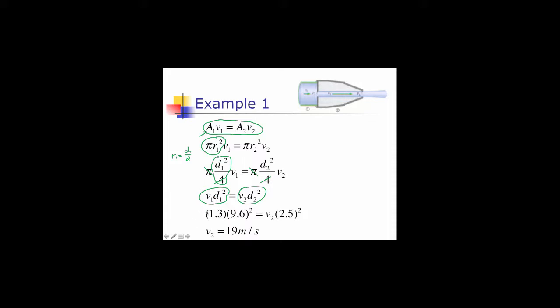I know the velocity on the hose side is 1.3. The diameter of the hose side is 9.6. I have to square that. I'm solving for the velocity in the nozzle. The diameter of the nozzle is 2.5. I square that, and I find that the velocity is 19 meters per second on the nozzle side.